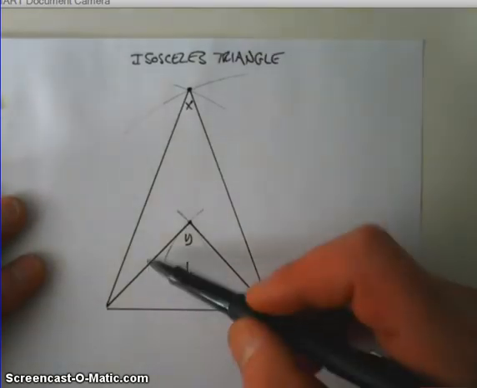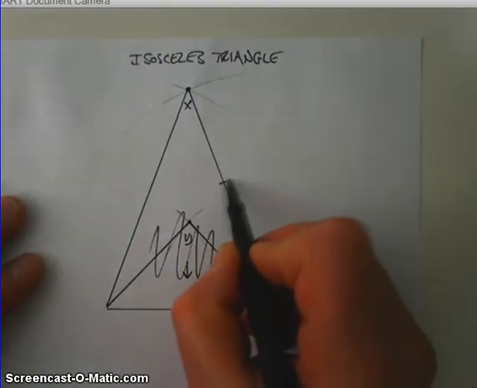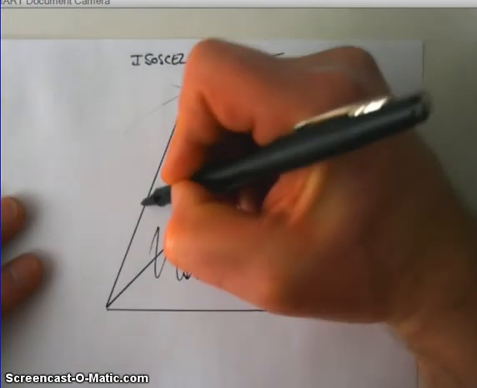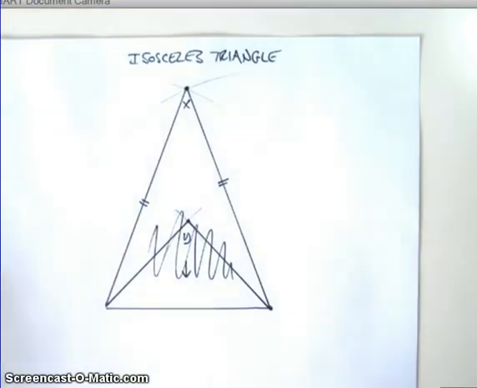So in any event, let's just ignore this inside part. We've now got an isosceles triangle. By definition, an isosceles triangle has at least two sides congruent. So this is a good example of a construction of an isosceles triangle.